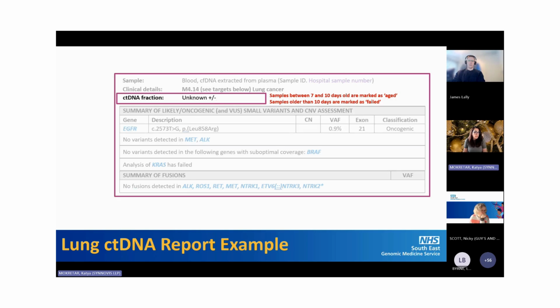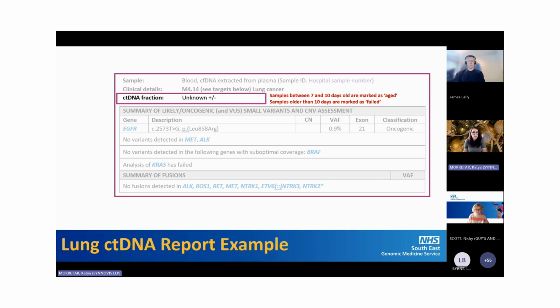The next is the ctDNA fraction. This is not assessed by our assay, but it is in development currently, and hopefully it's coming in the next few months. Why is this important and why do we put it there? Well, if the ctDNA fraction is low, that should be considered when interpreting the results, especially if there is a negative result. On the other hand, if we have a high ctDNA fraction, that supports a very clear interpretation of the findings that have been seen.